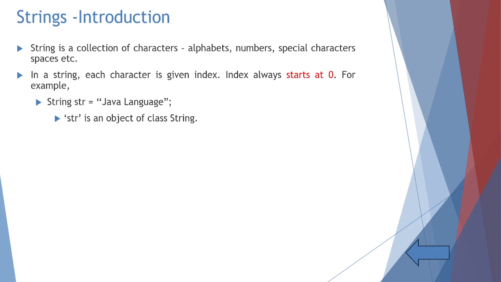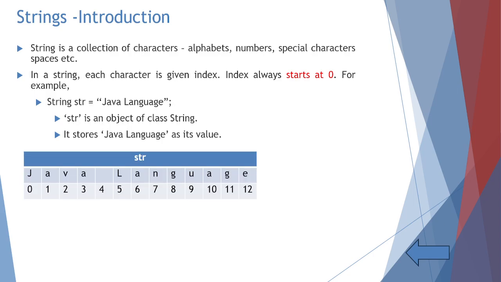Here, str is an object of class String. Object or instance, one and the same. str is an instance of the String class and it stores "Java language" as its value. We know that the reference variables are stored in stack and the contents are stored in heap memory. I discussed this in the previous video, but we can visualize str as an object, "Java language" as its contents, and the index starts from 0 till the last character, that is 12.